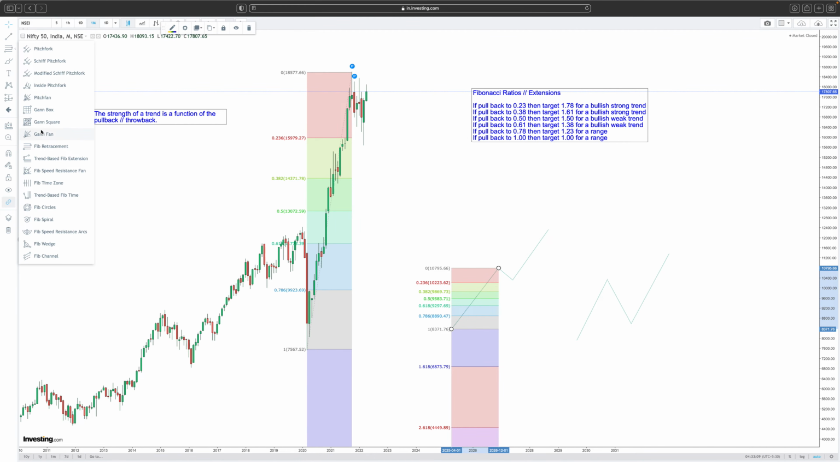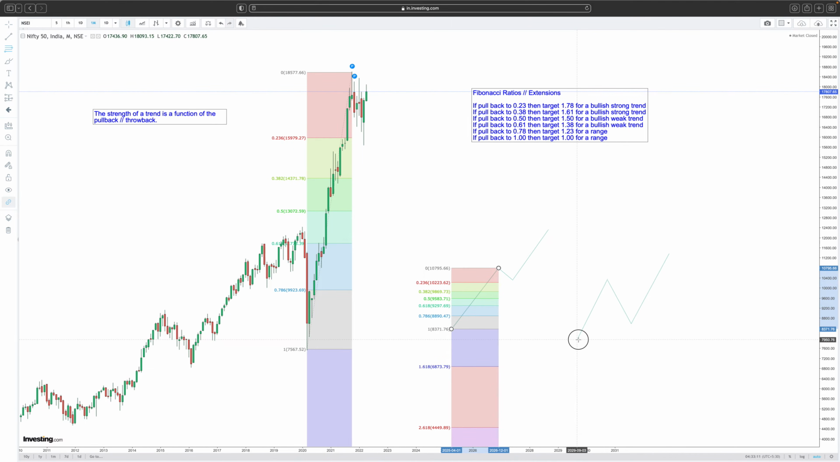Whereas if I were to take the same Fibonacci retracement and connect this low with this high, you will see that there is a pullback of around 61 to 78 level, indicating that this is a very weak bullish trend or a range with a long bias. So therefore, the degree of pullback determines the strength of the trend. And since we cannot determine the strength of the trend in advance, what we can do is make a plan.